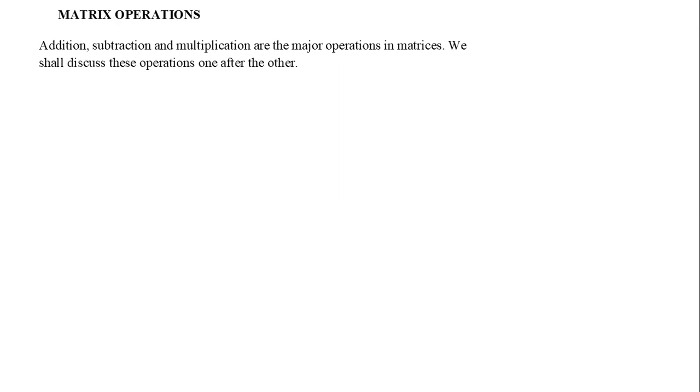We can also do the same thing to matrices, like the way we normally do for our integers, our rational numbers, and so on. Now, let's see. These are the operations we can perform with matrices. We have addition, subtraction, multiplication. Those are the major operations in matrices. Now, I'm going to be using an example to explain this since we have defined matrices.